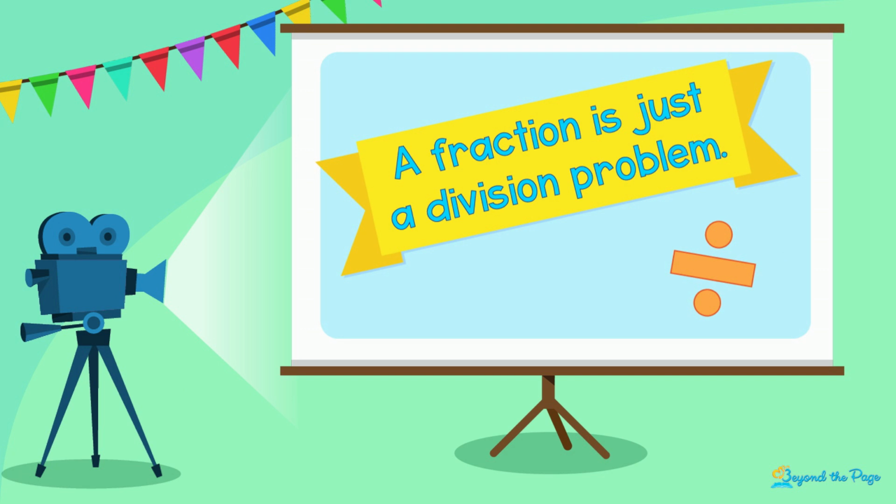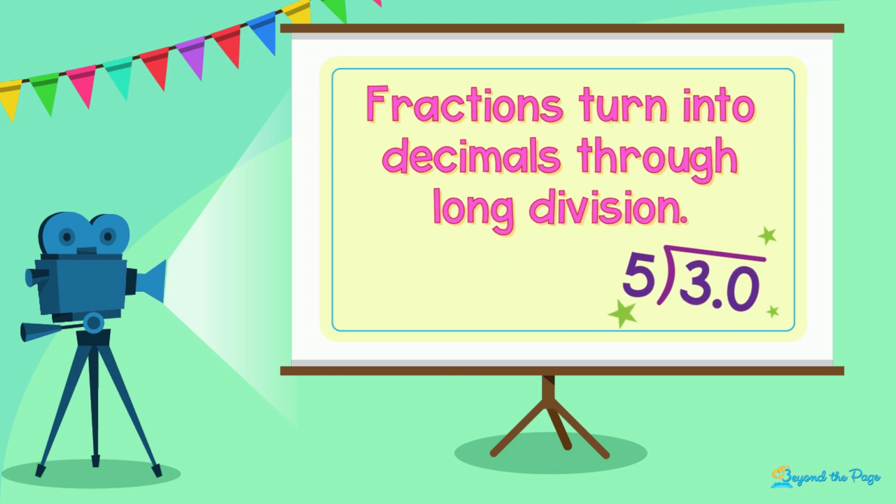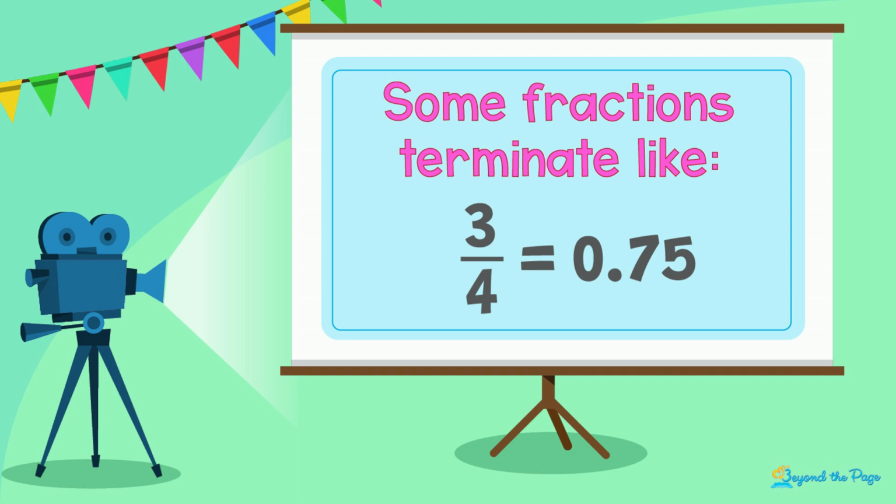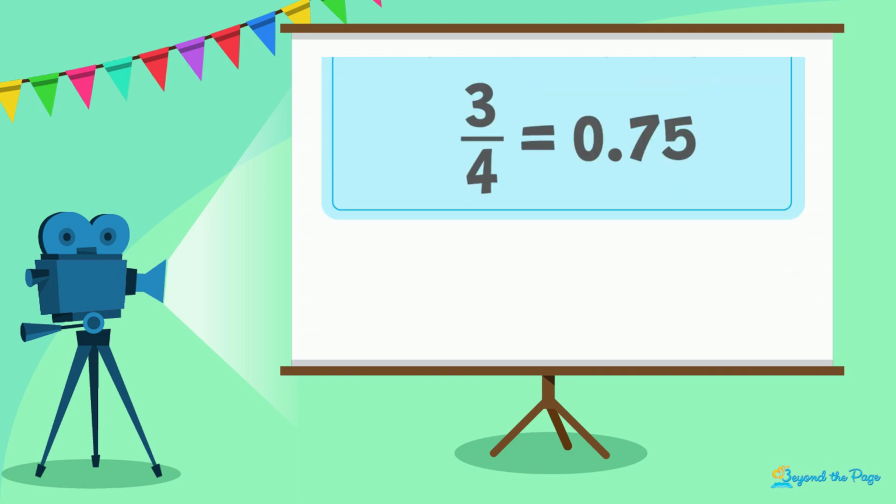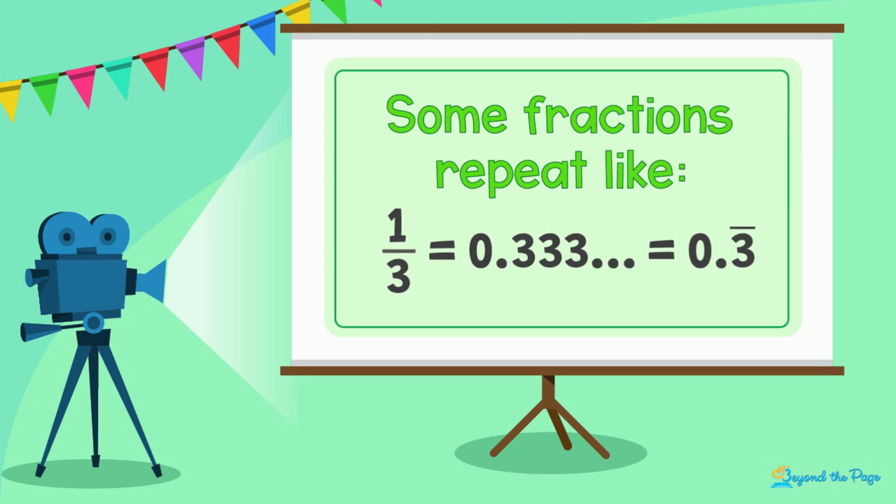What did we learn? A fraction is just a division problem. Fractions turn into decimals through long division. Some fractions terminate, like 3/4, which equals 0.75. Others repeat, like 1/3, which equals 0.33333, and so on.